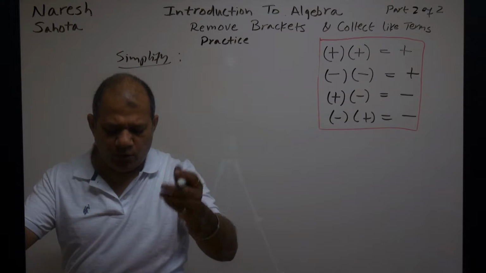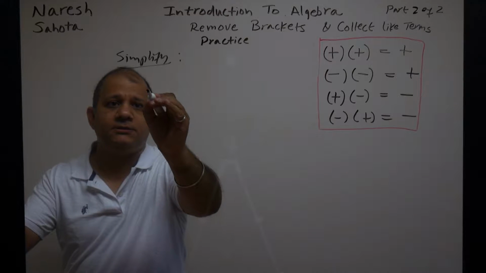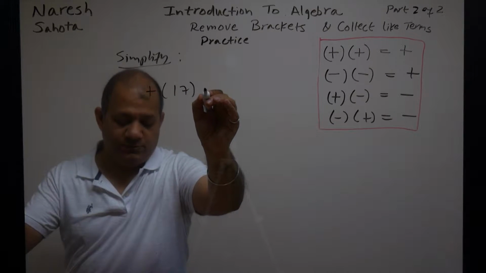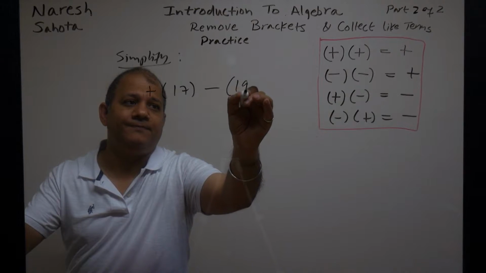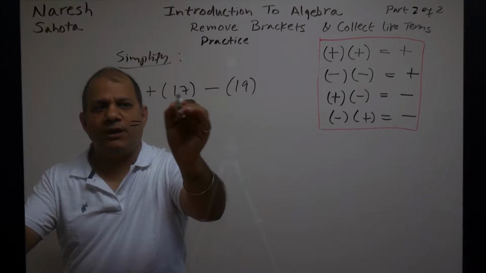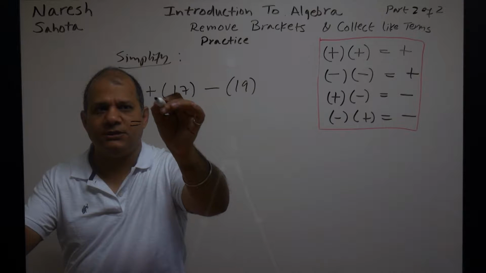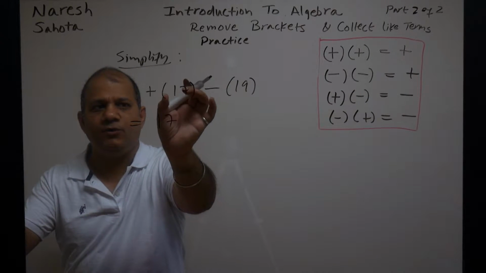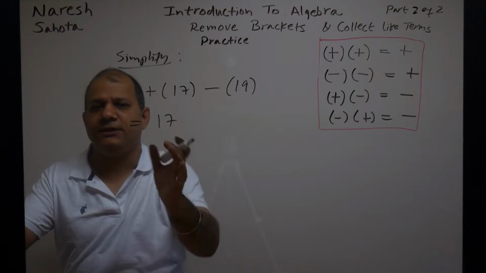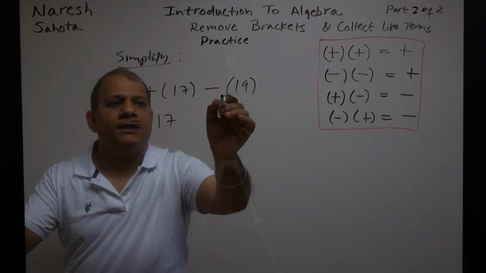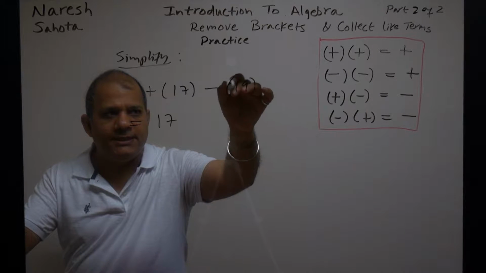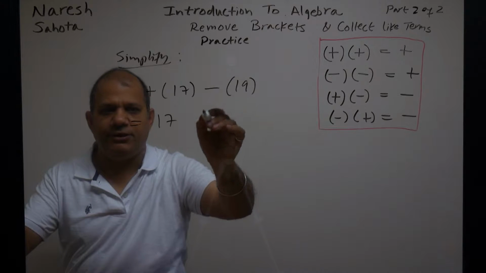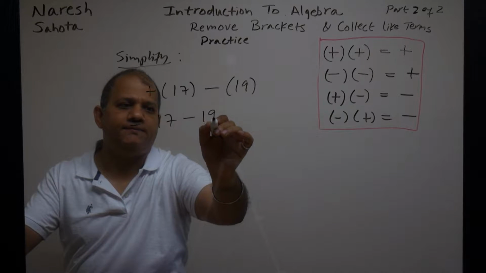Okay, so one more example on this. Let's say we have positive 17 and we are subtracting 19. So remove brackets here. There's a positive 1. Positive times positive is positive. 1 times 17 is 17. Or simply, when we remove brackets, it remains positive 17. Now we have 19. When it comes out of the bracket, it's going to become negative because it's got negative in front. So minus 19.